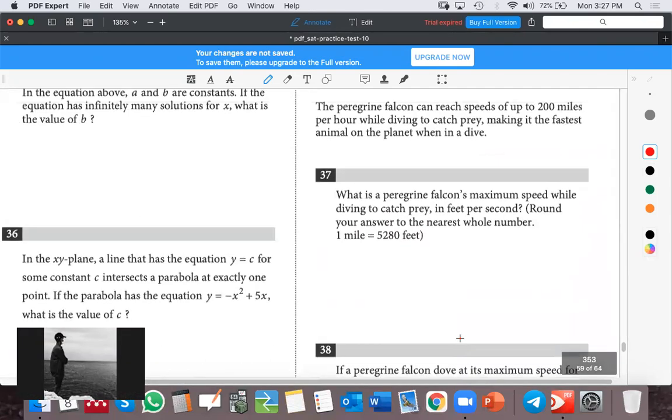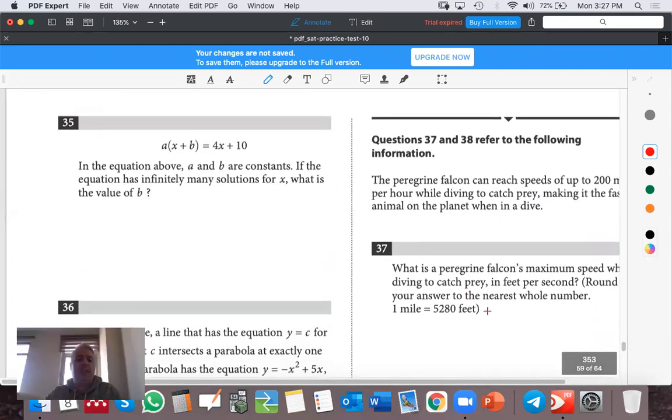Good. Yes. Now, question number 35. Meanwhile, I am seeing this question for the first time, okay? I haven't solved it before. In the equation above, a and b are constants. That means like 1, 2, 3, 4, 5, or -1, -2, or 1 over 2, whatever. It's a real number. If the equation has infinitely many solutions, oh my God.